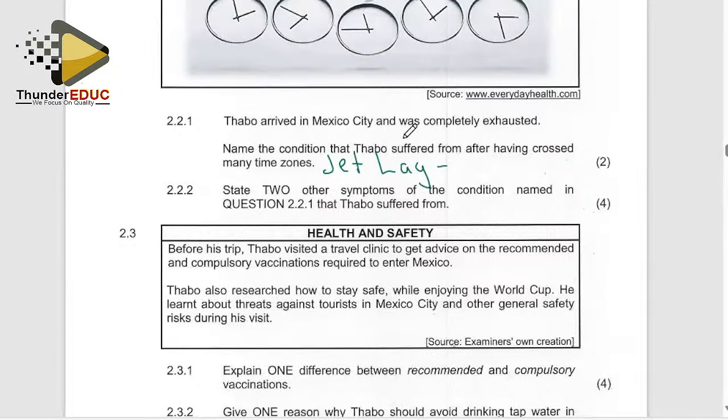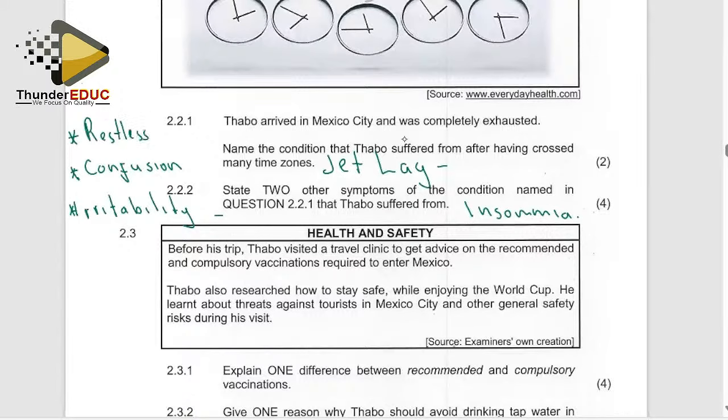Yes, fine. Then what are the 2 other symptoms associated with jet lag? So jet lag is associated with irritability. There's an element of irritability. Then there's also an issue of confusion. Then there's also an issue of insomnia. Then there's also an element of restlessness, which is associated. So you can list any of those 2. There are several symptoms of what? Of jet lag. And in other cases, it can also lead to what? To gastric issues or stomach aches and other things. So that is a typical example of what? Of the jet lag symptoms.